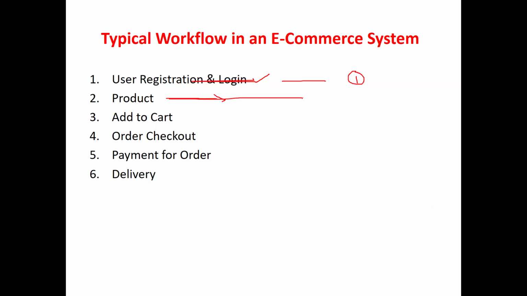If you have a product, now what will be the next functionality? You need to add to the cart. Add to the cart or update the quantities. You can remove the quantities, like a lot of functionalities you can develop also. That is about the cart functionality here. Once you have a product, you need to place an order. Now that is called order checkout.